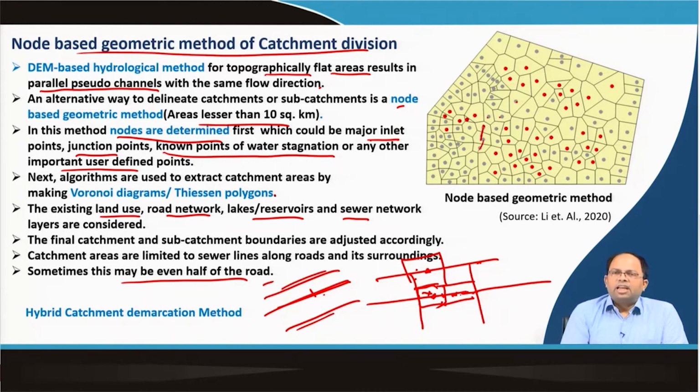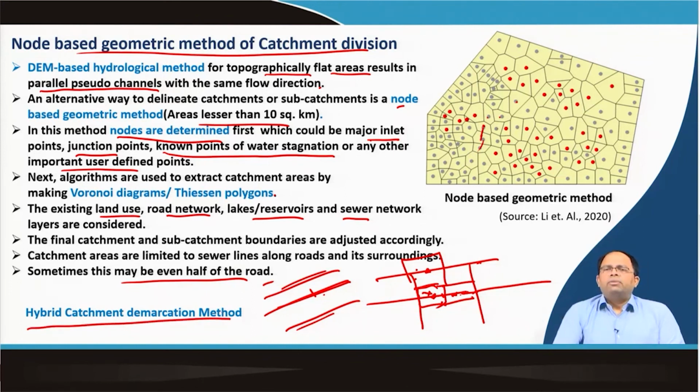So once we have the catchment and roughly the nodes and all, we can determine what is going to be our sewerage network. So first, that is what we have to determine. So this is called a hybrid catchment demarcation method. So this we will detail out when we do stormwater planning or stormwater drainage planning. We will look into that, or rather flood planning, we will look into that.